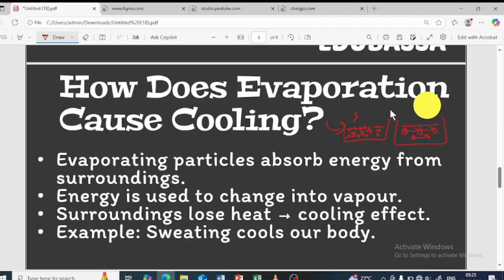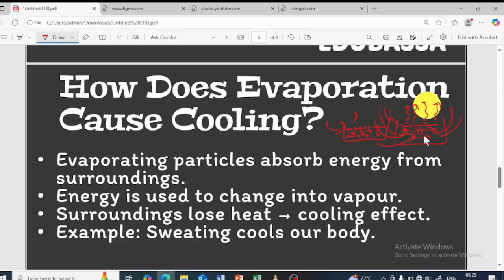Below the boiling point, these particles will take up the heat energy from the surroundings, overcome the force of attraction, and then convert into which state? Vapor state. Now all of these surface particles have been converted into the vapor state. Now the energy is being transferred, right? The remaining liquid doesn't have any energy, so in order to regain the energy, it takes up energy from the surroundings.